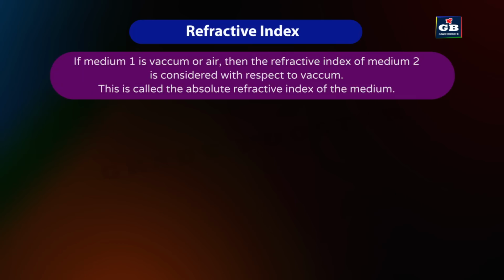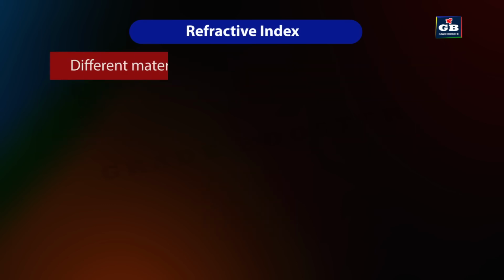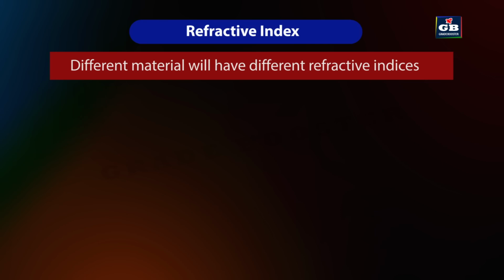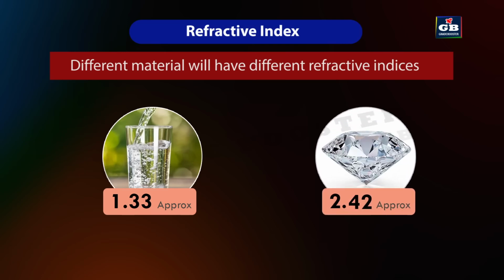If medium 1 is vacuum or air, then the refractive index of medium 2 is considered with respect to vacuum. This is called the absolute refractive index of the medium. It is simply represented as n2. If c is the speed of light in air and v is the speed of light in the medium, then the refractive index of the medium nm is given by nm equals speed of light in air by speed of light in medium, that is c by v. Different materials have different refractive indices. For example, the refractive index of water is approximately 1.33, while the refractive index of diamond is approximately 2.42.